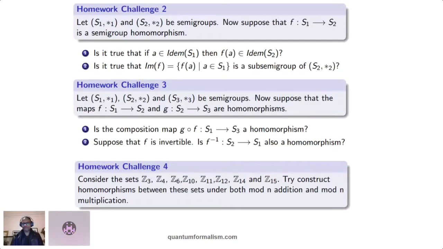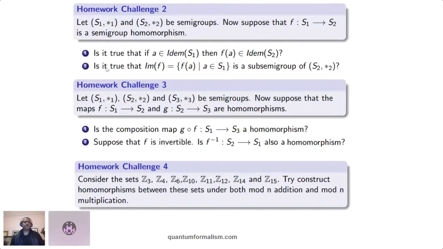Okay, so here's a challenge for you. The first challenge is this: assuming that S1 with star 1 and S2 with star 2 are semigroups, and given a map F that we assume is a homomorphism, the question is whether, if A is idempotent in the first semigroup, then the image F of A is also idempotent in the second semigroup. In other words, does the homomorphism take properties from one semigroup to another? That's essentially what this is going to hint at.